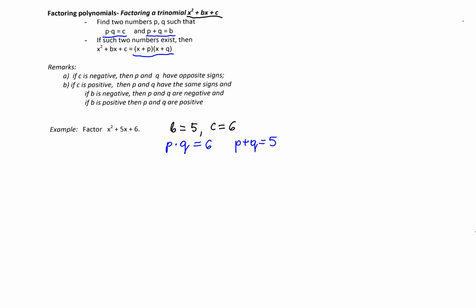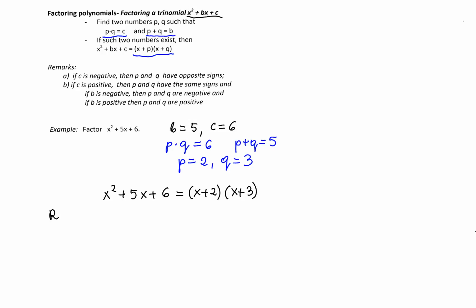Often we can figure out what those numbers are pretty quickly, and here the value of p can be chosen to be 2 and the value of q can be chosen to be 3. It doesn't matter which one is which because the values of p and q are symmetric. So we can say now that the polynomial x squared plus 5x plus 6 factors as (x plus 2)(x plus 3). We can easily check that this factorization is correct by multiplying.